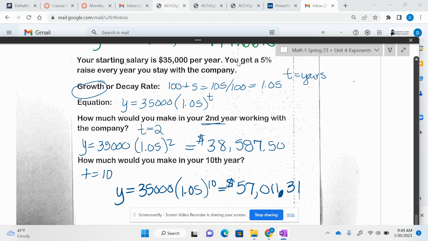So that's your foldable. If we do not get through that in class, you are going to fill that out as homework.